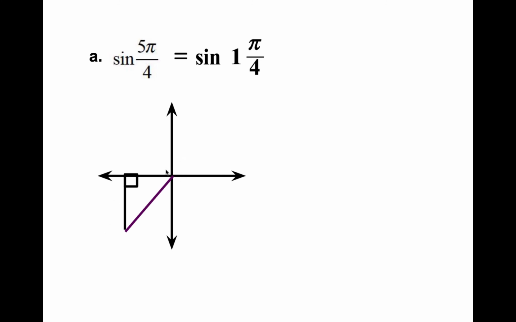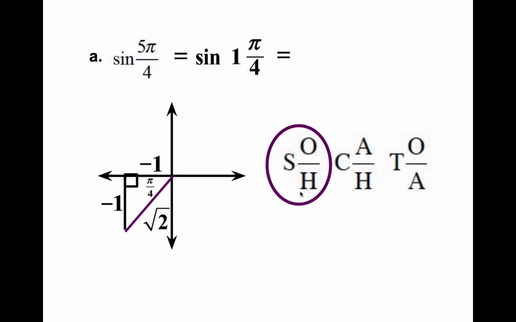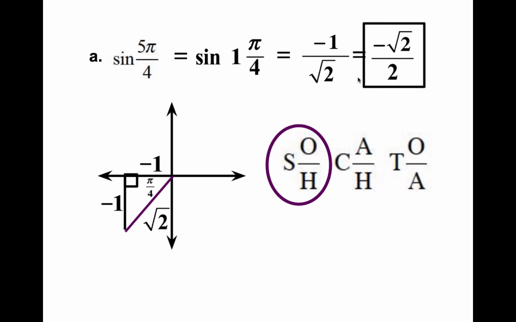If this is 1 pi, what's left inside is a quarter pi. This is equivalent to 45 degrees. That means I'm going to label the sides with the legs of 1 and the hypotenuse root 2. Left is negative, down is negative. Now we have to find the sine ratio. Sine is O over H. So from my reference angle, opposite is negative 1, hypotenuse is root 2, and then we rationalize and get negative root 2 over 2.